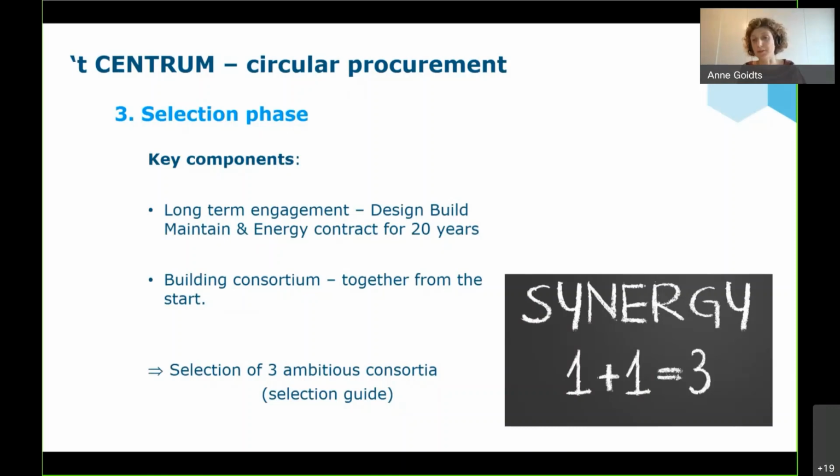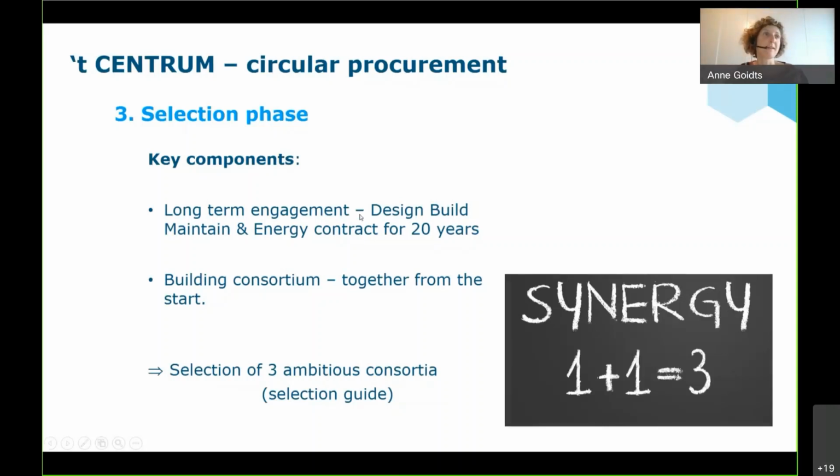And we want a building consortium. It's for us very important that you really work together, and that we have the input of the different actors, and not only one actor or the classical process where the architects decide and then the contractor comes afterwards, but really working together from the beginning. And then we had, I think, 7 consortia. We were very surprised to have a lot of people that were interested, more than 50 organizations. And we could select 3 ambitious consortia, and for that we used a selection guide.